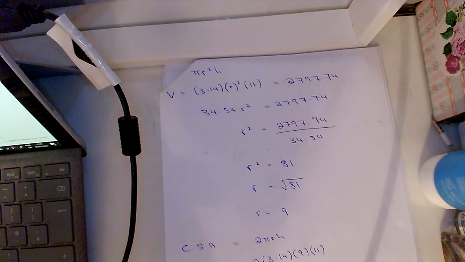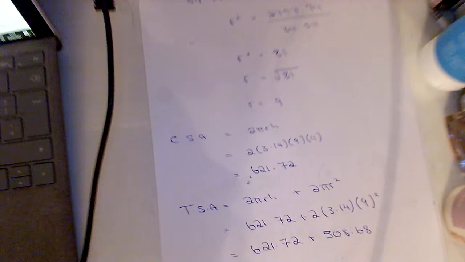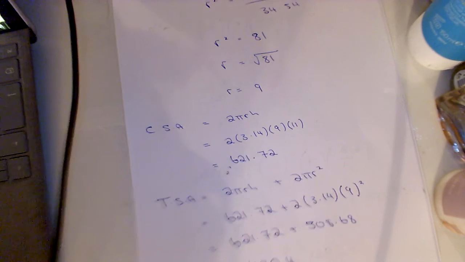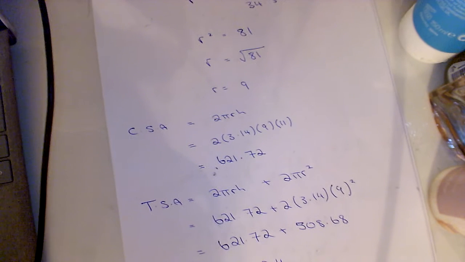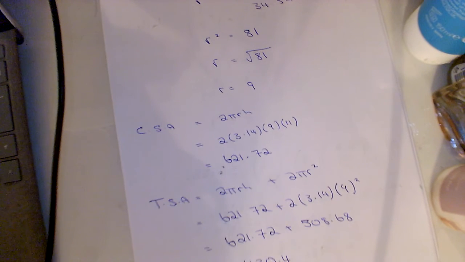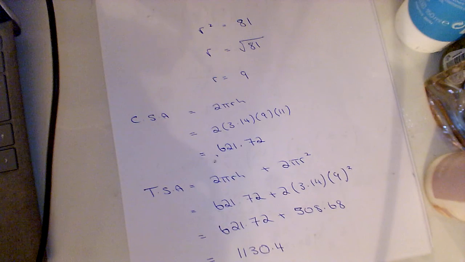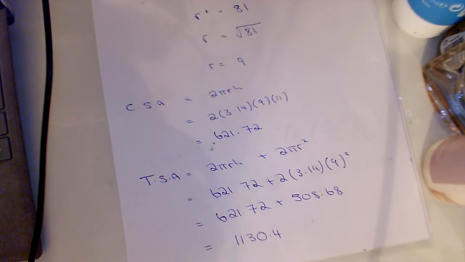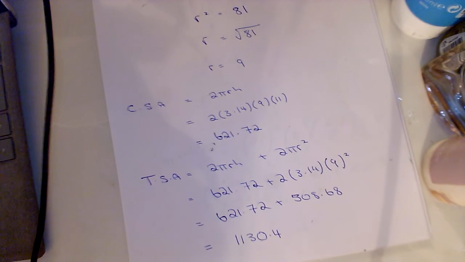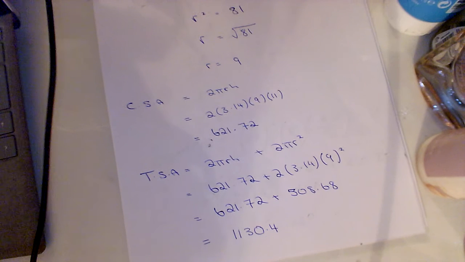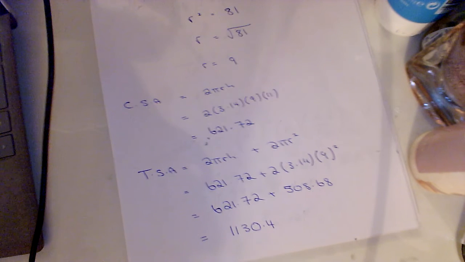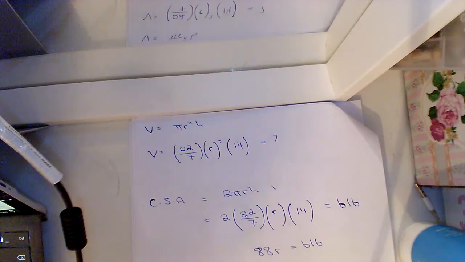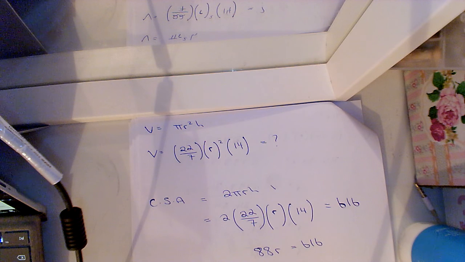Then what I'm doing here is I have to get my curved surface area. So my formula for my curved surface area is 2 pi r h, and I have 2 bracket 3.14 bracket 9 bracket 11, and I get 621.72. Then to get my total surface area, it's my curved surface area plus the two circles top and bottom. So I have 621.72 plus 2 bracket 3.14 bracket 9 to be squared, and when I get my final answer it's 1130.4.